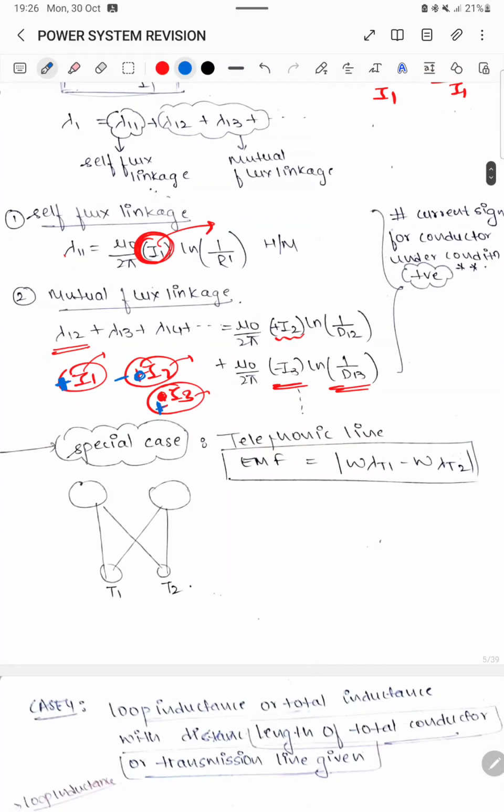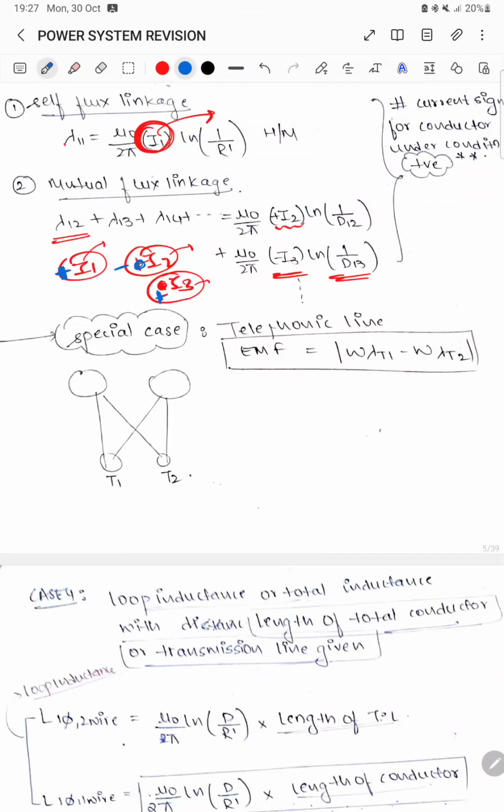So inductance is nothing but flux linkage upon its own current. That flux linkage is self flux linkage plus mutual. Self flux linkage is what? Mu naught upon 2 pi I1 ln 1 upon R dash. Mutual would be what? Mu naught upon 2 pi I2, let's say, ln 1 upon D12, and so on. We will calculate the whole lambda, and then we will divide it by I1 to get L1.